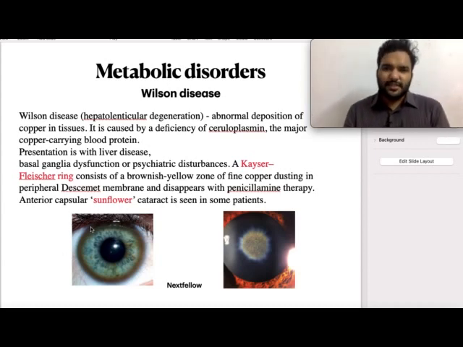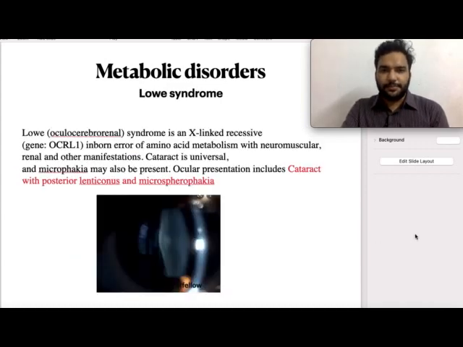The Fleischer's ring is nothing but iron deposition because of the conical shape of the cornea, whereas here it's a brownish yellow zone of copper deposition seen on the Descemet's membrane. Okay, so you have to compare and contrast those two things, and this is the typical characteristic sunflower cataract which is seen in Wilson's disease, anterior capsular sunflower cataract.